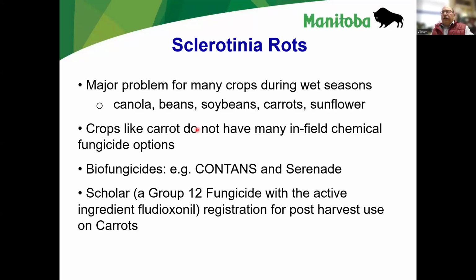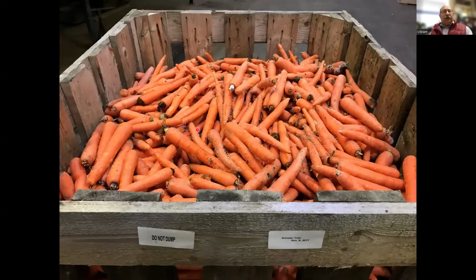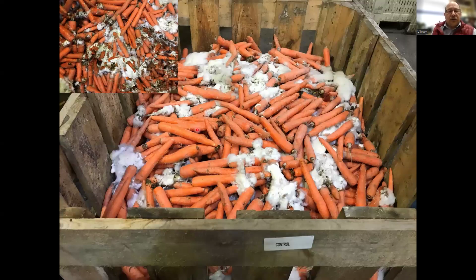And there's a new chemical fungicide called Scholar that is highly effective. I did some trial with one of the growers, and here is the box which had been treated with the Scholar fungicide, and here is the box which was not treated, and you see so much difference. The fungus is growing on top, but it was extremely difficult to take the carrots out to throw because they were all combined because of this fungus.